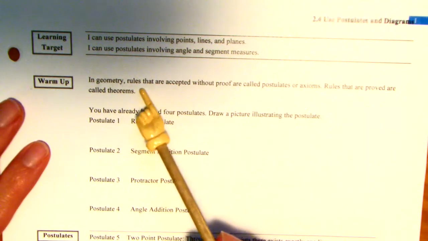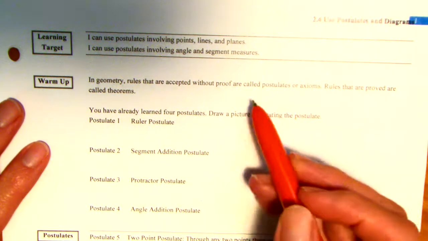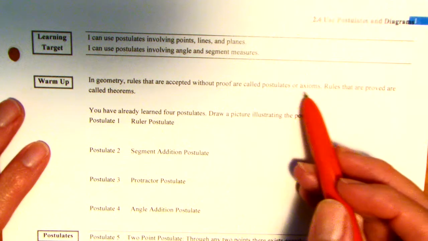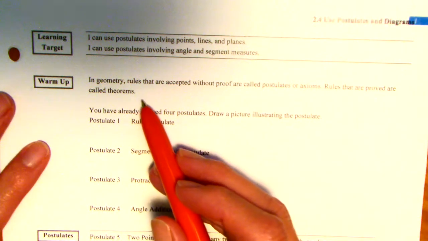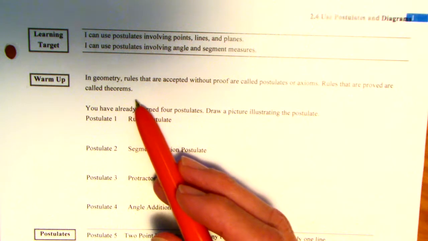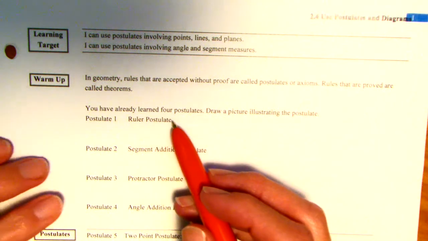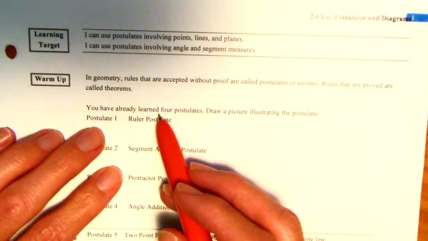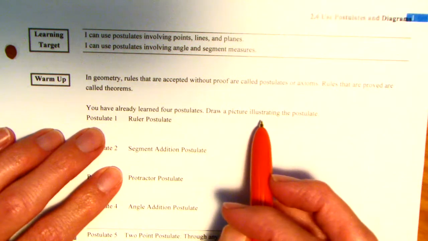So here we go. In geometry, rules that are accepted without proof are called postulates or axioms. Rules that are proved are called theorems. Okay? So we will be proving theorems. Every time you get a theorem, it's either going to be proved in the book or as a homework assignment. Alright, so first of all, you have already learned 4 postulates. Draw a picture illustrating the postulate.